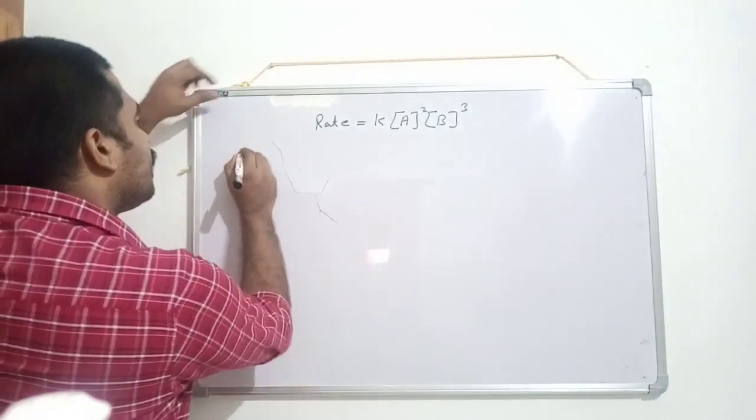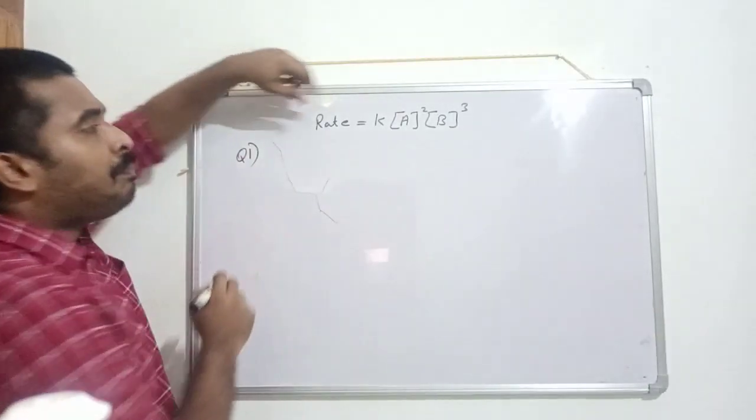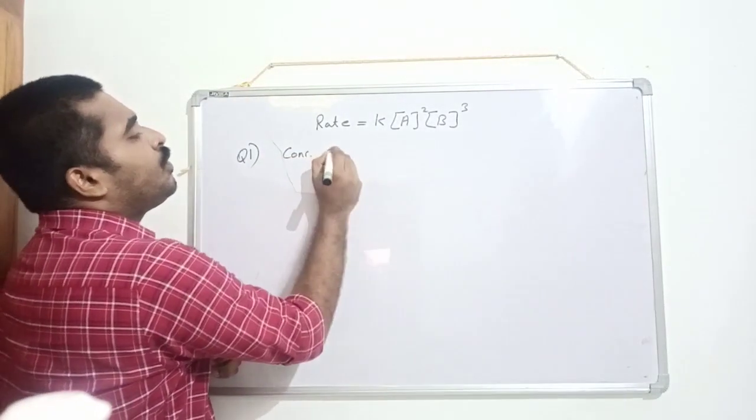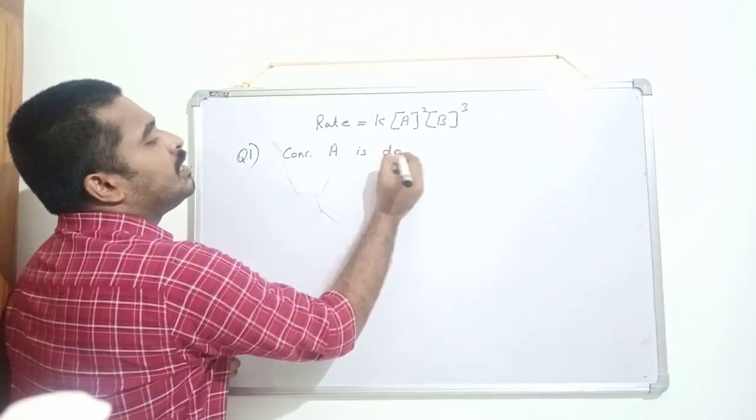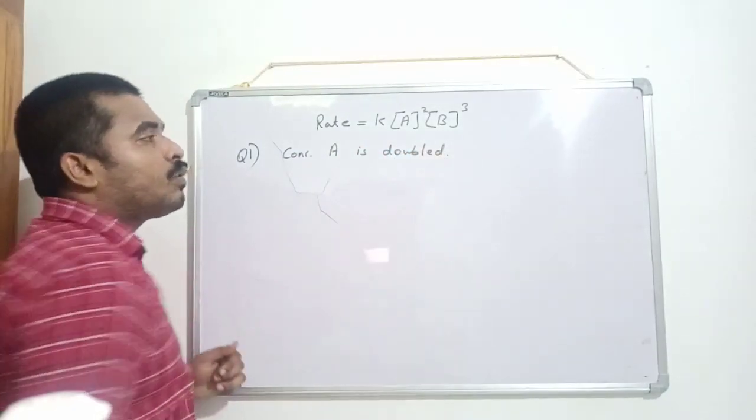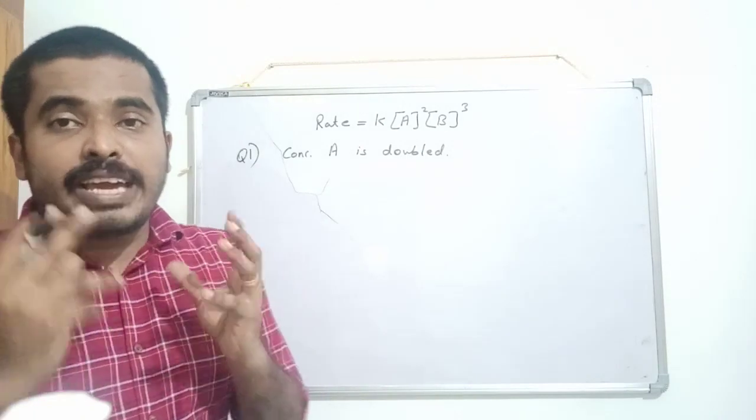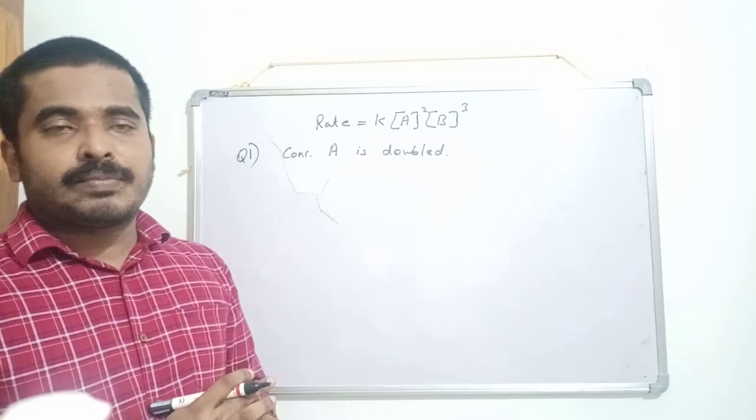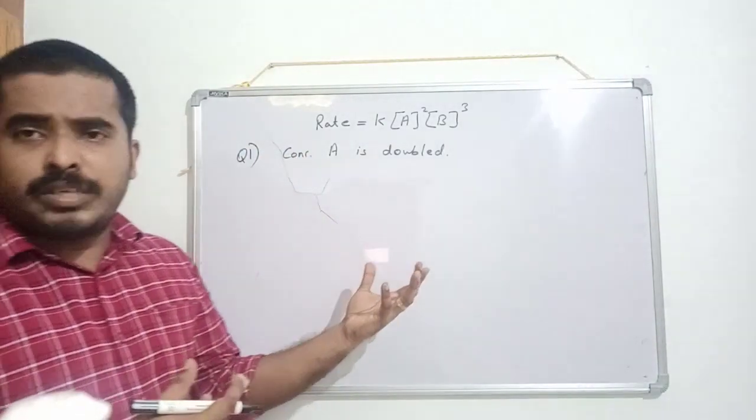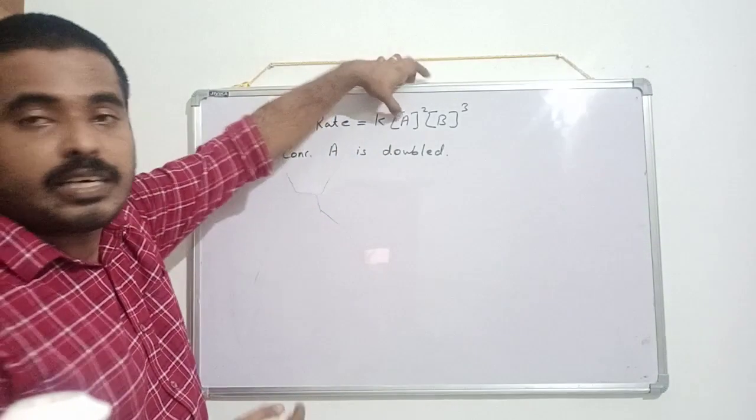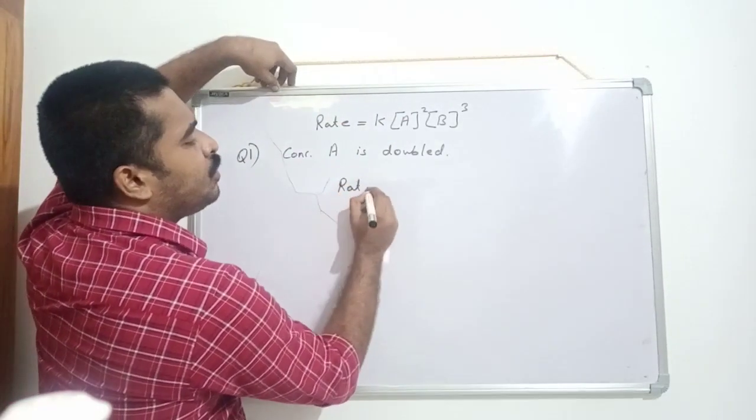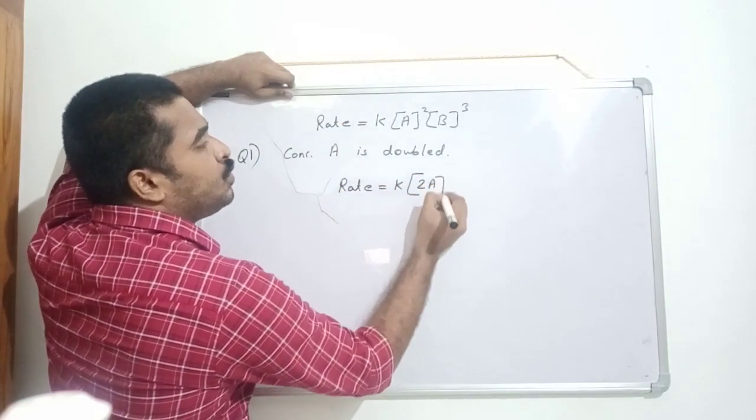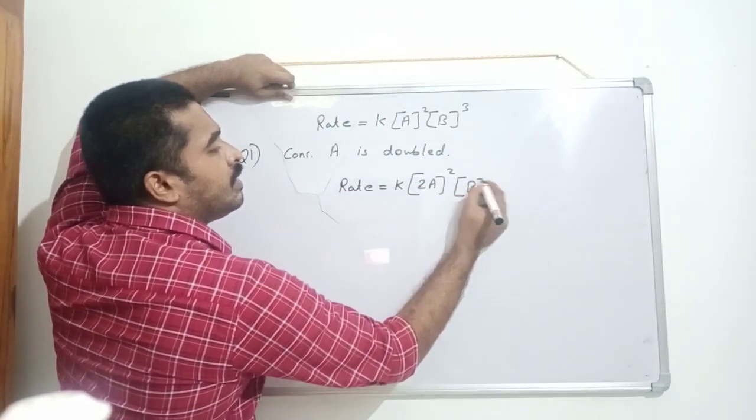Question 1. What will happen to rate if concentration of A is doubled? This is another important type of question. Now, the only thing that we need to do is just add a 2 here. So it will be rate equal to K into 2A square into B cube.